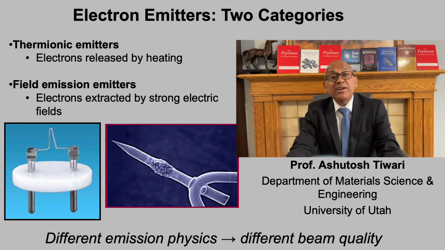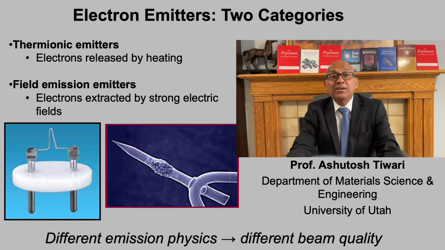The second category is field emission, where electrons are extracted from the surface by an intense electric field applied at a very sharp emitter tip. In this case, electrons tunnel through the surface barrier rather than overcoming it thermally. Field emission sources generate beams with significantly higher brightness, improved coherence, and a narrower energy distribution.